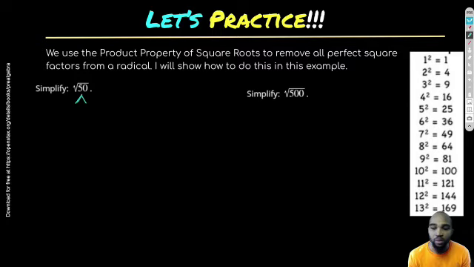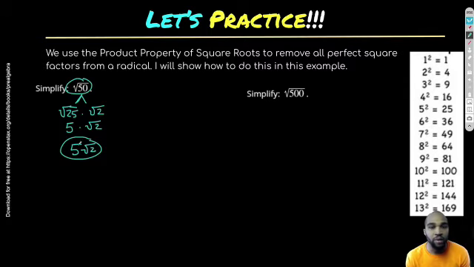Does 36 times anything give me 50? No. Does 25 times anything give me 50? Absolutely. So if I broke this into the square root of 25 times the square root of 2, because 25 times 2 is 50, the square root of 25 becomes easy because that's a perfect square. The square root of 25, as we see over there to the left, is just 5. And now I'm left with the square root of 2. There's no other perfect square factors for 2, so I'll leave it this way. So my answer is 5 square root of 2. Another way of writing the square root of 50 would be 5 square root of 2.